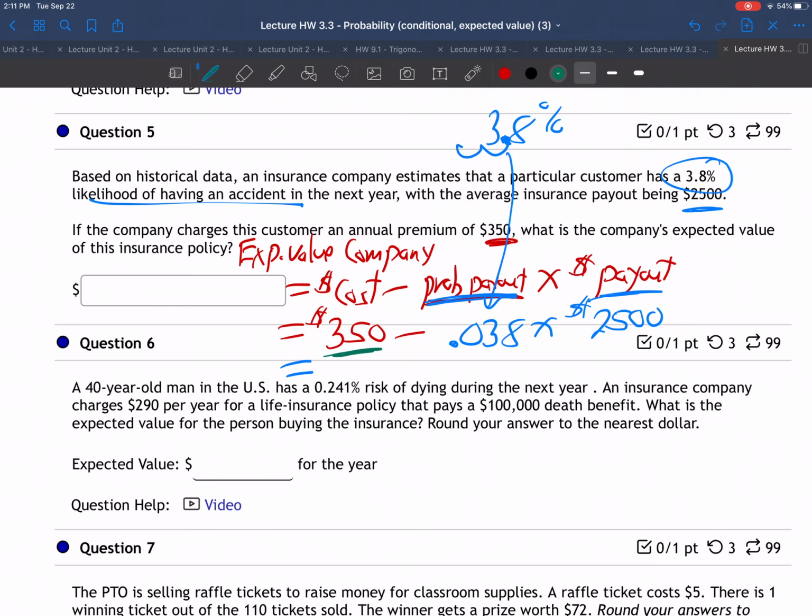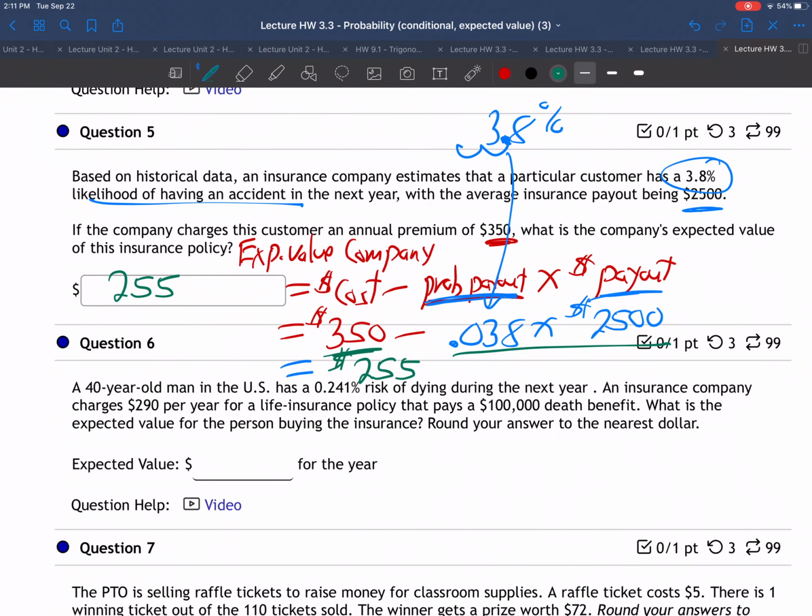So on your calculator, type this in: 350 minus 0.038 times 2,500. I'm going to do that right now. 350 minus 0.038 times 2,500. I'm getting $255. So there's our answer.